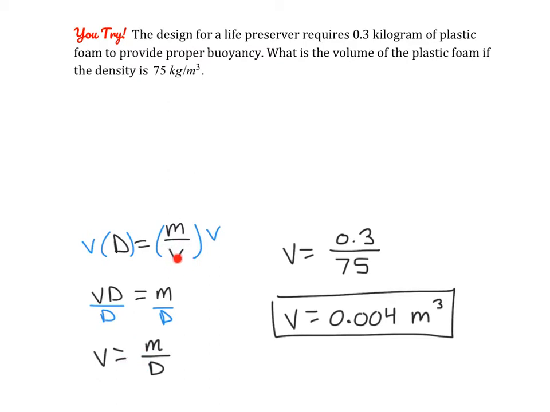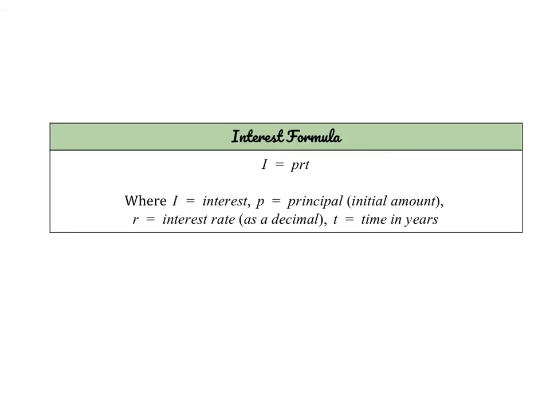So first we need to make sure that V is no longer in the denominator. So we can multiply both sides by V, giving us V times D equals M. But then from here we want to make sure we get rid of the D. So we divide both sides by D, and we get volume equals mass over density. So it says in the problem that the mass right here is 0.3 kilograms and the density is 75 kilograms per meters cubed. So our volume is 0.004 meters cubed.